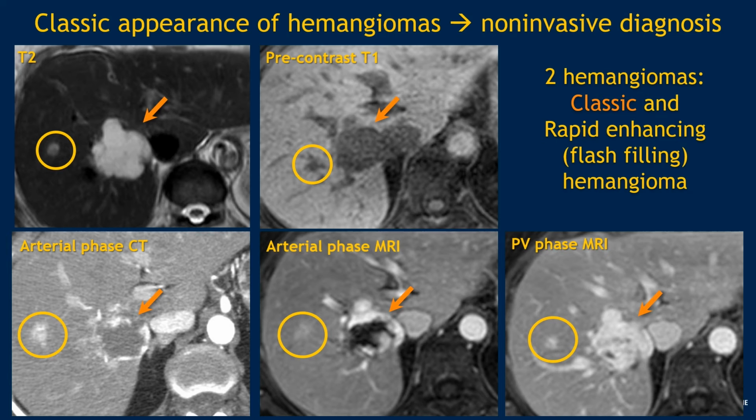And did you notice where the orange arrow is that this patient actually has a second lesion? Light bulb bright on T2 weighted imaging, hypointense on pre-contrast T1 weighted imaging, peripheral nodular enhancement that progresses on your arterial and portal venous phase of imaging. So this patient also has a classic hemangioma.